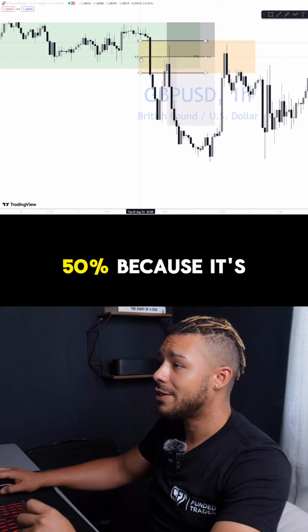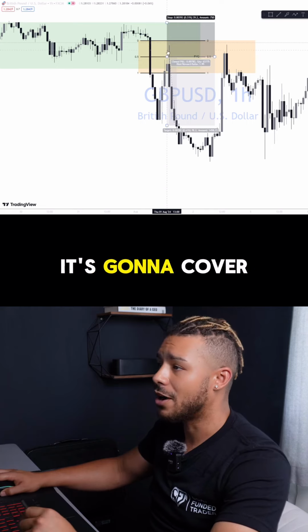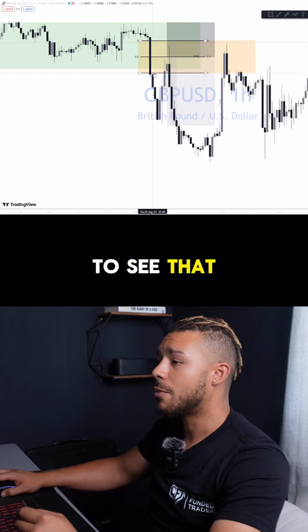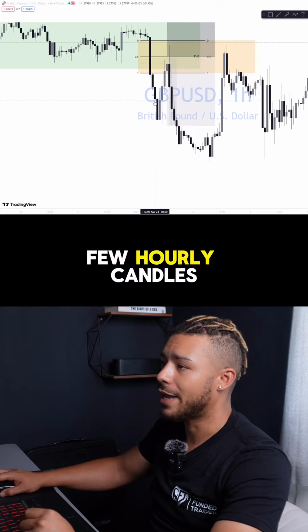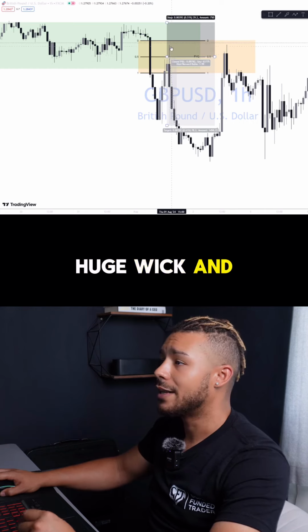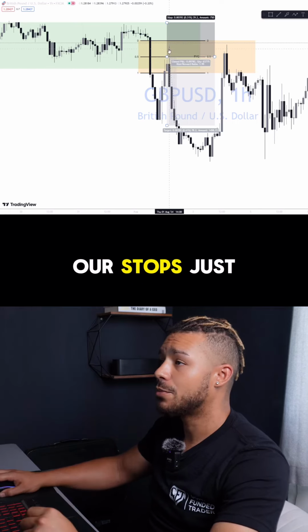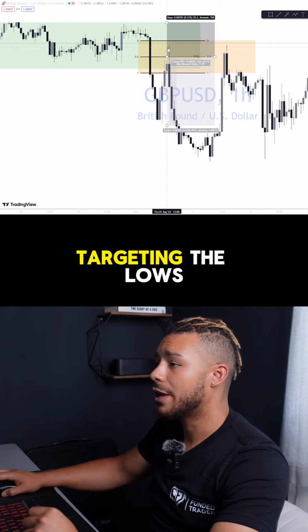We mark out 50% because it's such a big fair value gap and we don't know how much it's going to cover. So we just aim for the 50%. And we look to see that the market returns slowly to the entry point in a good few hourly candles. When we reach entry, we see this huge wick, and that is obviously triggered our trade. And we have our stops just above these recent highs during the consolidation, and we're just targeting the lows.